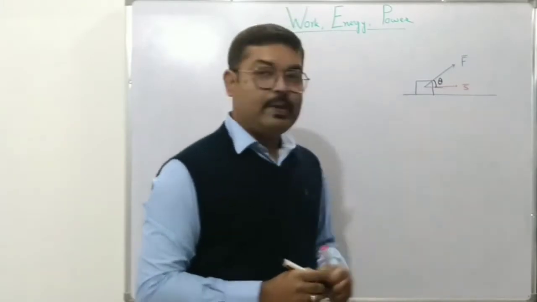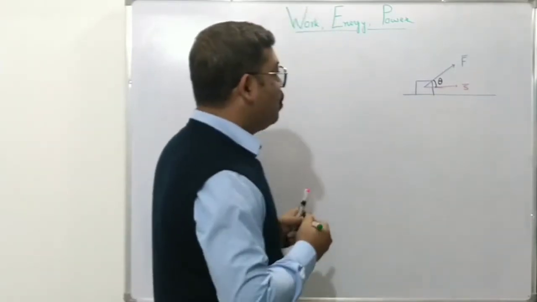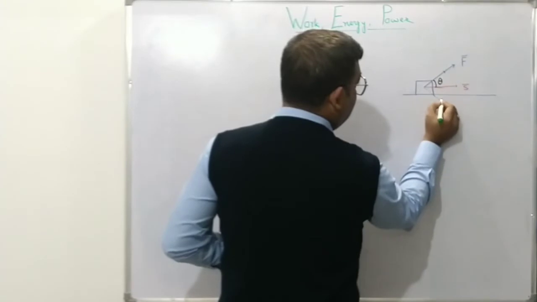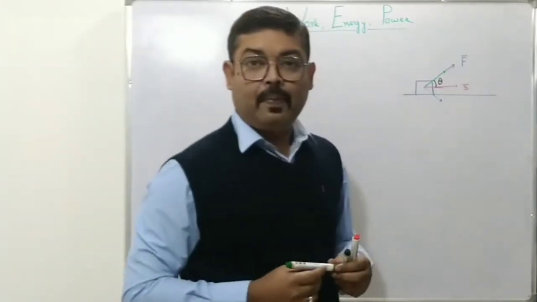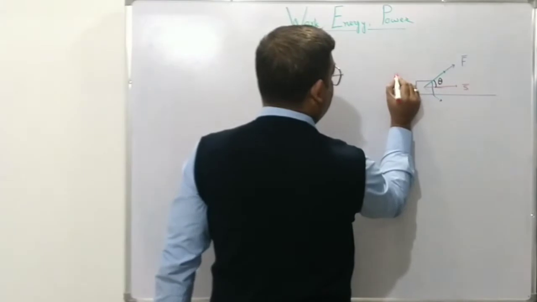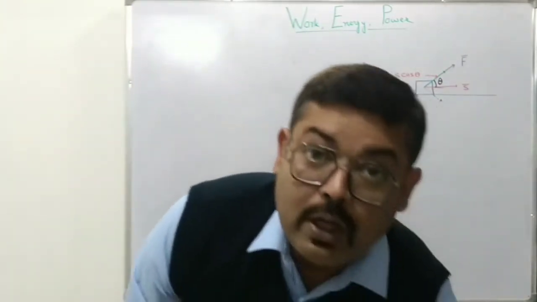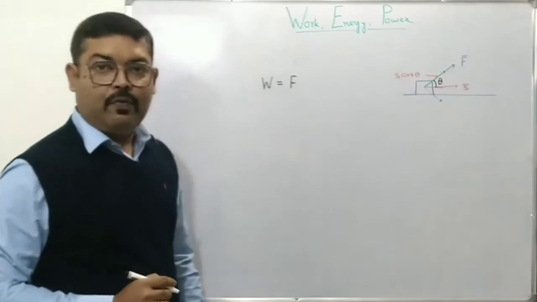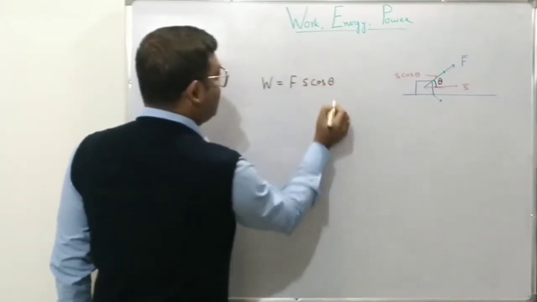So what is the component of displacement in the direction of the force? We can easily find it by resolving the displacement vector into two components, one along the force vector and one perpendicular to the force vector. This component of the displacement vector in the direction of the force is the component of displacement in the direction of the applied force. What is the value? We can easily find it as S cos theta. So the work done will be measured by the product of the magnitude of the applied force and the component of displacement in the direction of the force, that is to say, S cos theta.